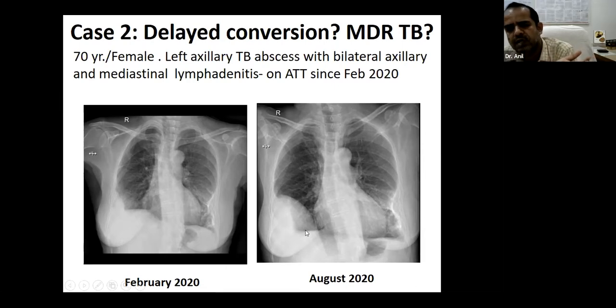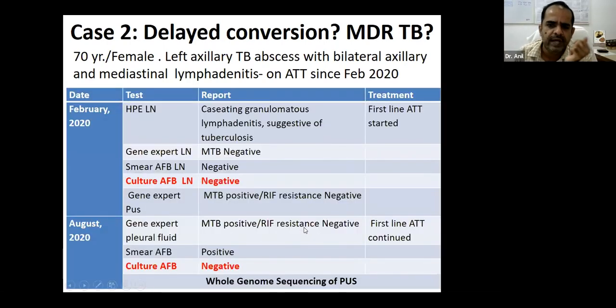She came with a massive pleural effusion. She was admitted, and the effusion was drained. It was found to be an empyema. But the unfortunate thing in this case was that the cultures were always negative. The lymphadenopathy histopathology showed a caseating granulomatous lesion.